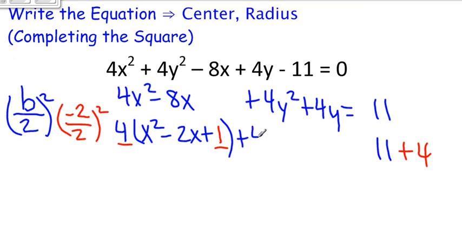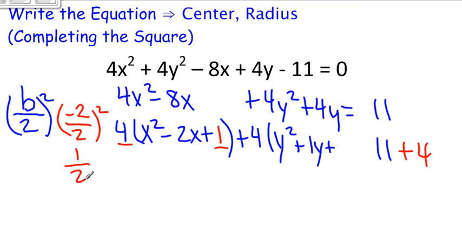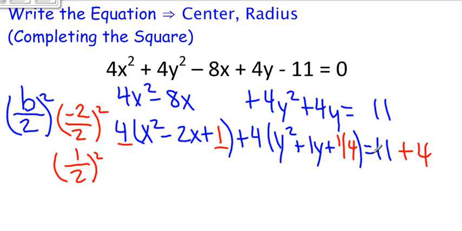Again, these have 4 in common, so I'm going to pull 4 out. And we have y squared plus 1y. So we're going to be adding, complete the square. We're going to have 1 over 2 squared. We square the top, which is 1, and we square the bottom, which is 4. So we get plus 1/4. Okay, so again, we have to multiply by that 4 on the outside. So 4 times 1/4 gives us 1, and we're adding 1 to the right-hand side.